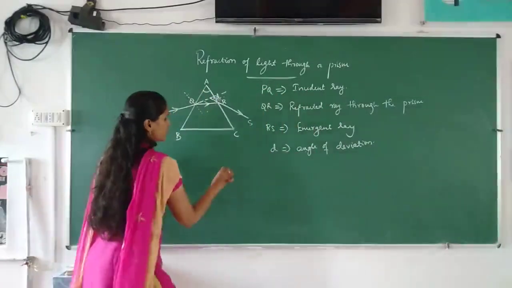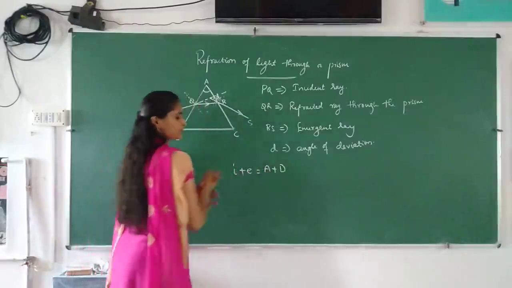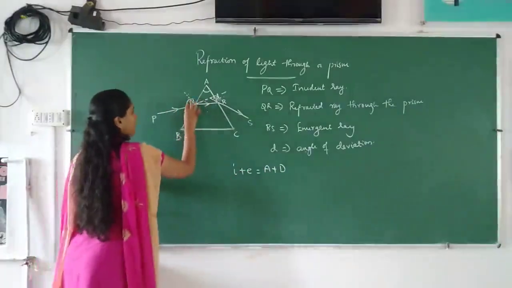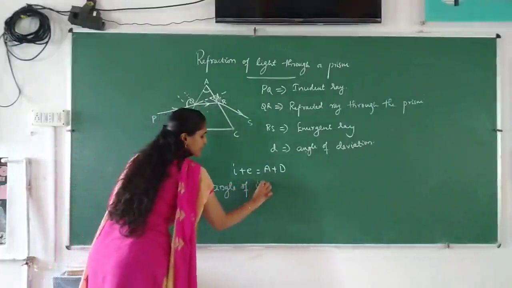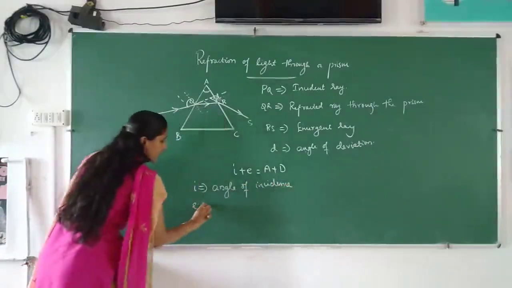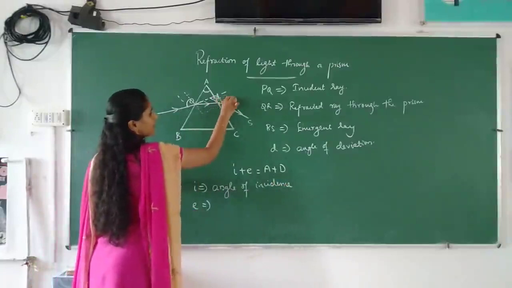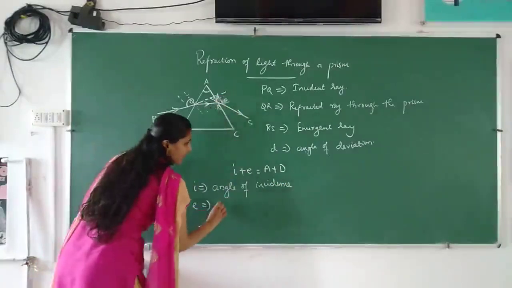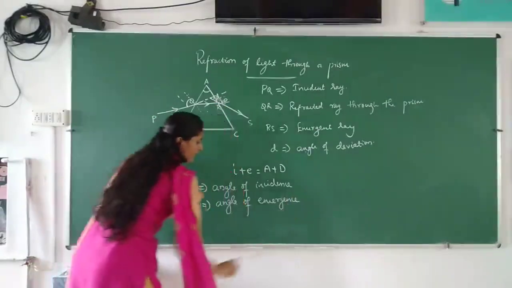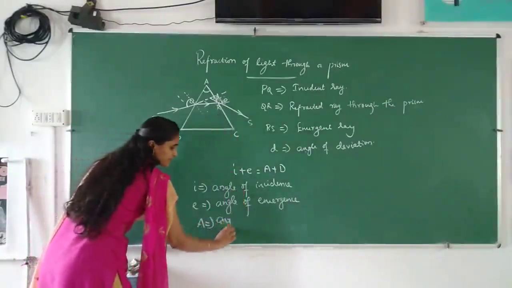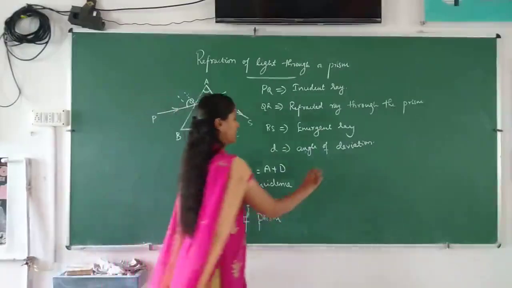This is the angle of the prism. If you do that activity, you can see that I plus E is equal to A plus D. Where I is the angle of incidence, E is the angle of emergence, A is the angle of the prism, and D is the angle of deviation.